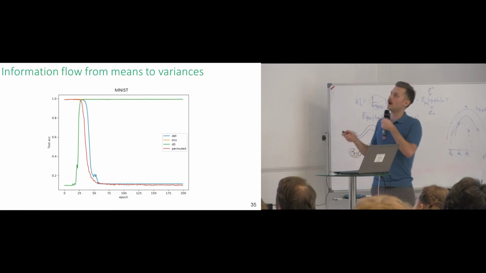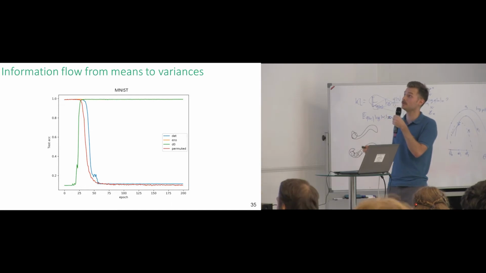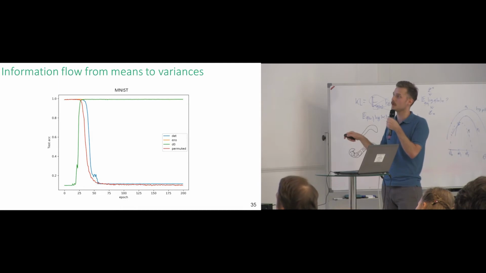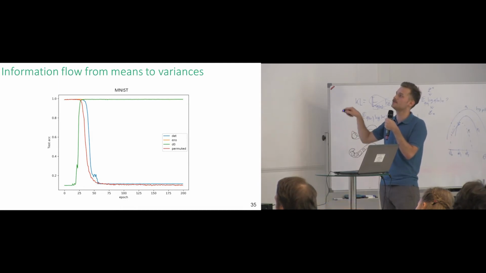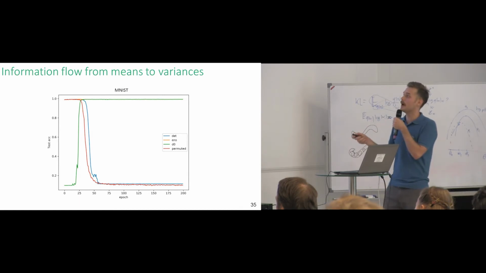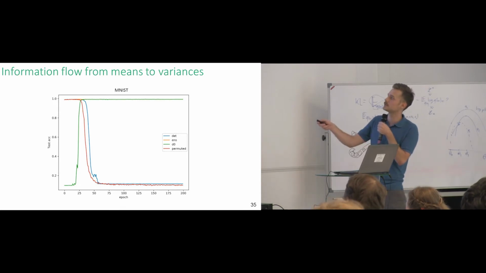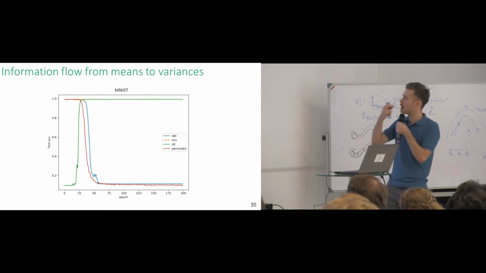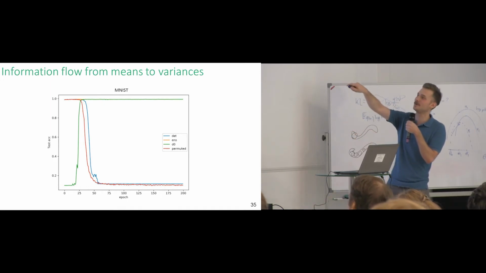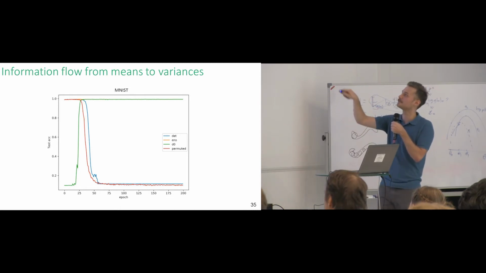One more thing I want to talk about is information flow from means to the variances. Here we have 4 lines. The blue line stands for the deterministic procedure. You already know what it is. And you also know what ensembling is. That's the orange line, but you don't see it because it always works perfectly. It's just behind the other lines.